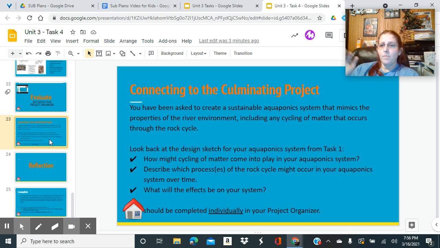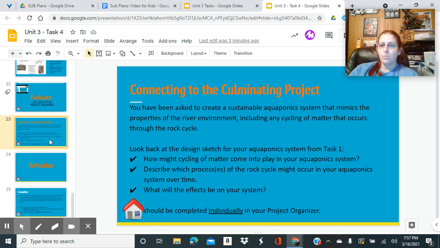Okay, so think about the aquaponic system that's in the classroom. Think about the rocks that are in there. What is happening to those rocks? The water from the fish tank is going into the plant bed to water the plants. Then the water is draining through the rocks and back into the fish tank. So what is happening to those rocks? What is going to happen to those rocks over time?